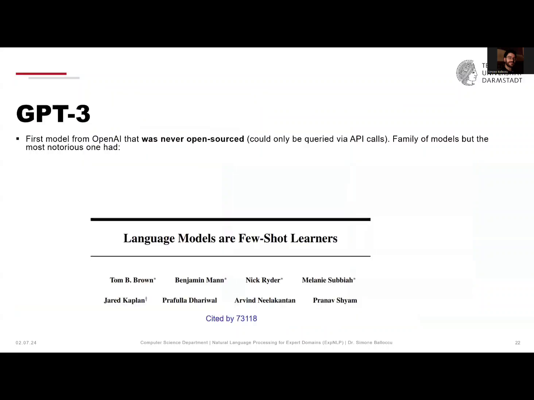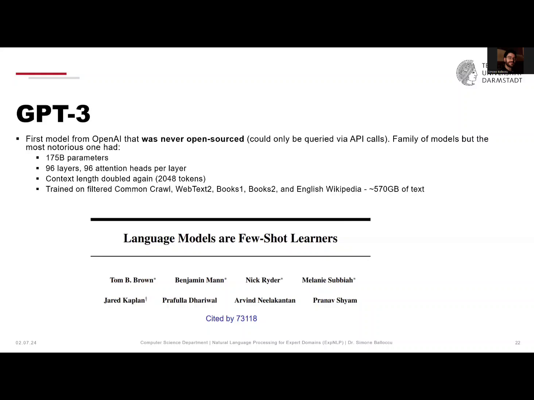Now we can move to GPT-3, and this is quite an interesting thing. It's the first model that OpenAI never open sourced. So GPT-3 was never released. It could only be called by API calls. It was, again, a family of models, but the most notorious one had 175 billion parameters, so we're moving several scales up. It had 96 layers with 96 attention heads for each layer. Again, we doubled the context length to 2048 tokens.